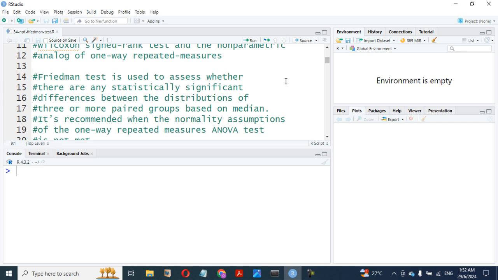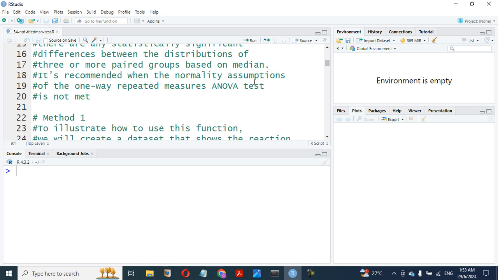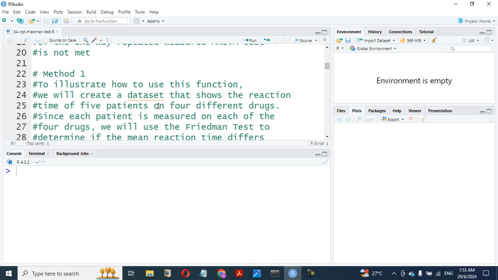It is recommended when the normality assumption of the one-way repeated measures ANOVA test is not met. That is when we use this. If you cannot meet the assumption conditions for the normality check for one-way repeated measures ANOVA, we use the Friedman non-parametric test. There are two methods to perform this testing, and the first method is based on your data set arrangement, which I will show you.